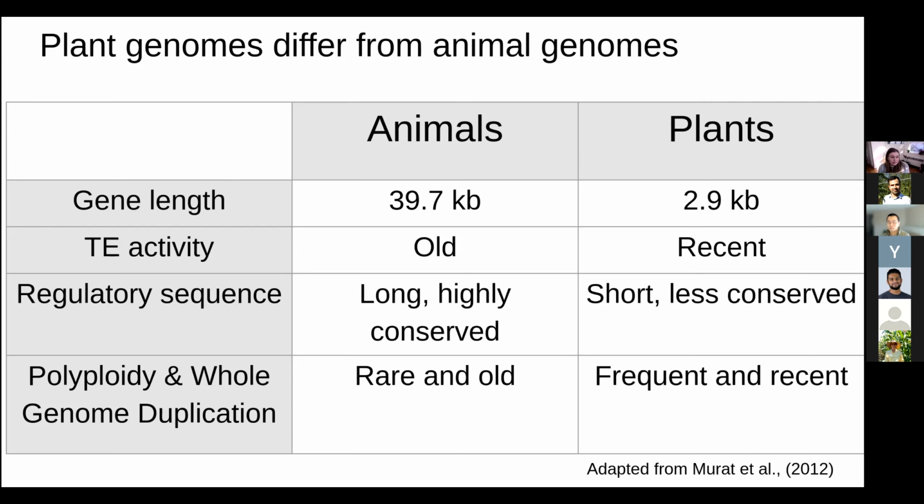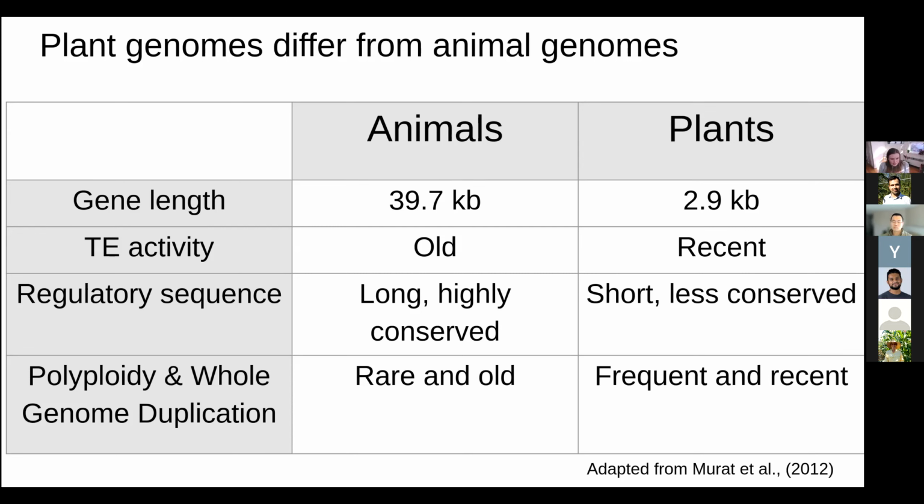Another major difference is regulatory sequence in animals is usually much longer and more highly conserved. Like if you look at the Ensembl tracks of the human genome, you can see promoters and enhancers conserved all the way down to zebrafish and sometimes even further. Whereas in plants, a lot of this regulatory sequence is shorter and less conserved, oftentimes because transposable elements have jumped in and stretched things out.